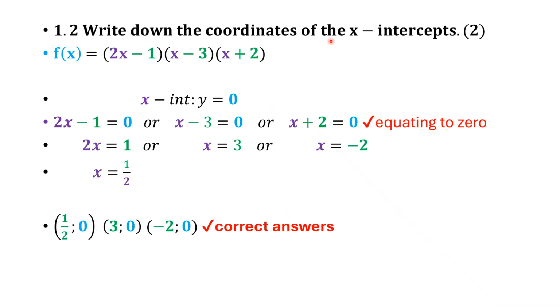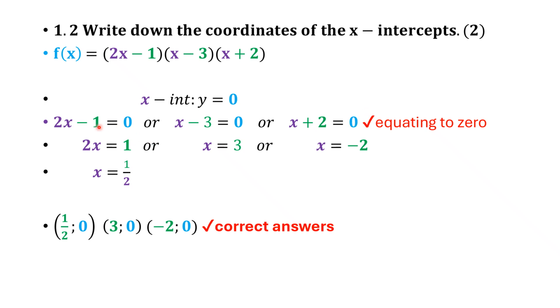So write down the coordinates of the x-intercepts for 2 marks. So we know f of x equals 2x minus 1, x minus 3, x plus 2. For the x-intercept, we should know y always equals 0. So therefore, using the zero factor law, 2x minus 1 equals 0, x minus 3 equals 0, x plus 2 equals 0. So 1 mark for equating to 0.